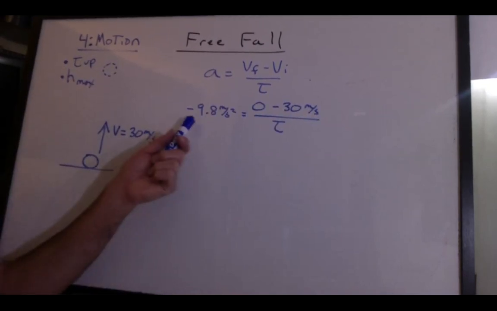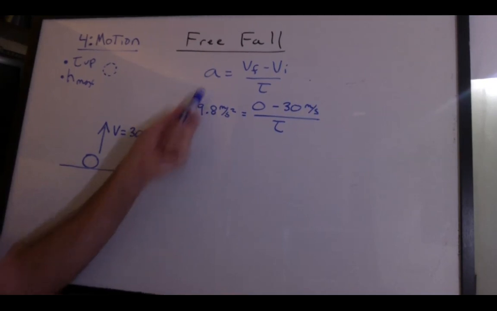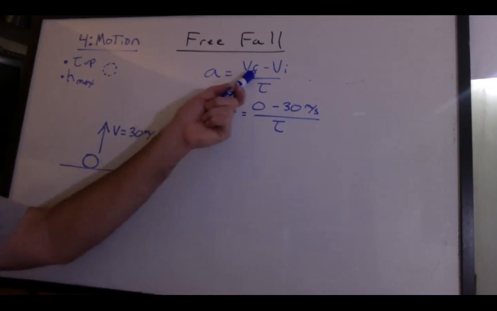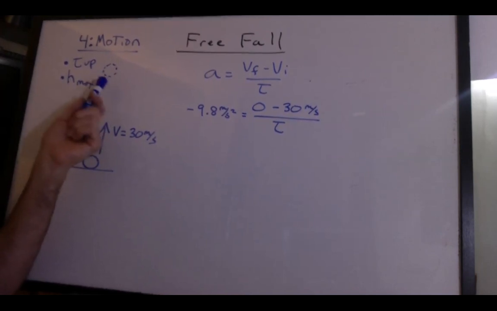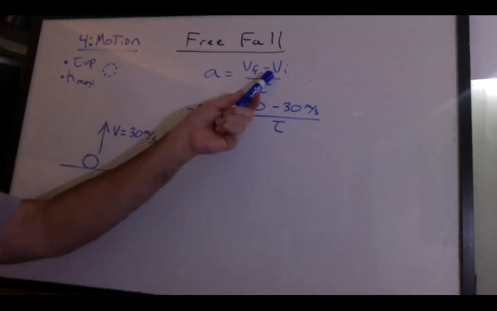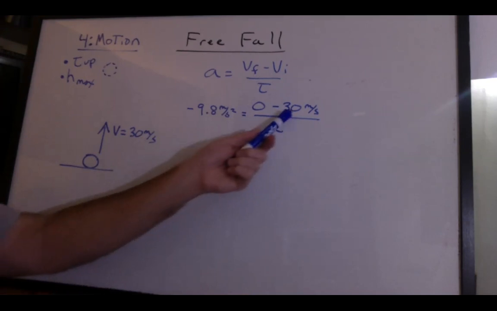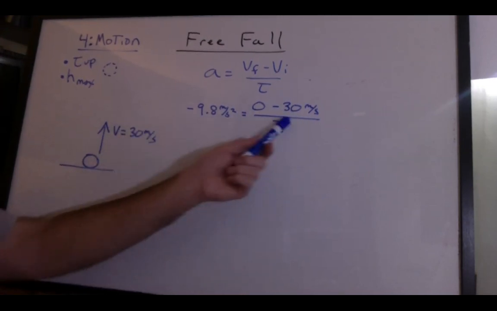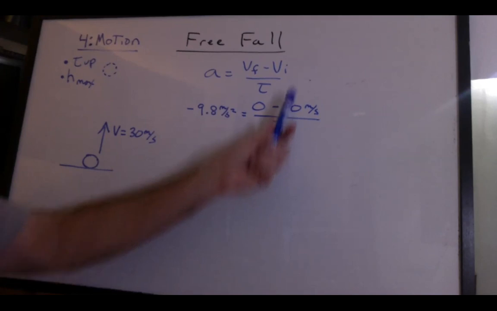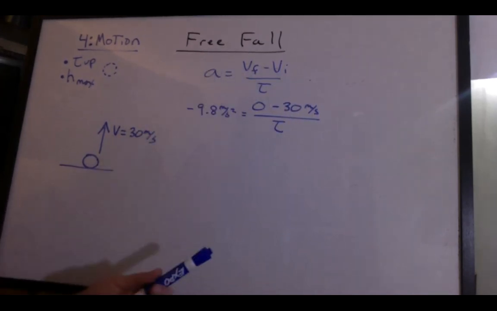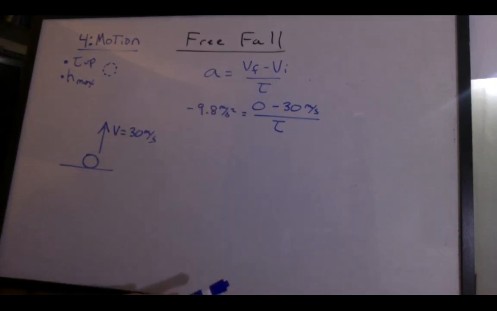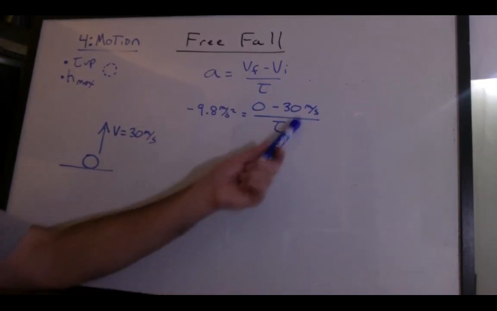If we say down is negative, then this has to go in as a negative 9.8. The final velocity, which is not explicitly said here, we know has to be 0, because when we get to the top, can't go any higher, the velocity is 0, just for that moment. And then we have a minus v initial. Well, that initial velocity is a positive 30 meters per second. If this is going up and that's going down, they both can't go into the equation as negative, and they both can't go in as positive. One has to be negative, the other has to be positive.